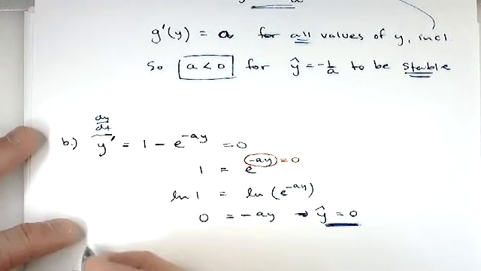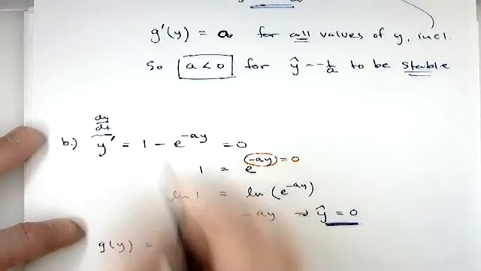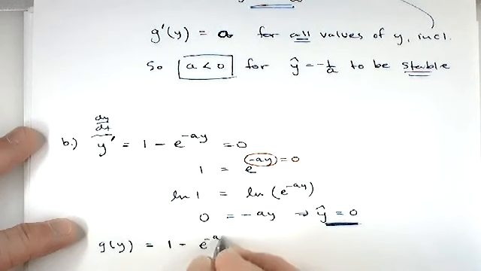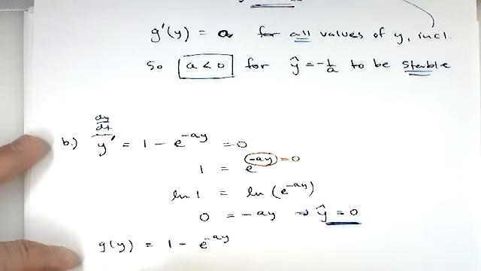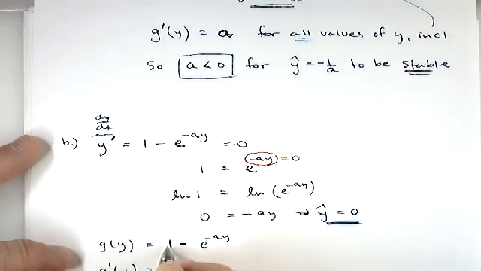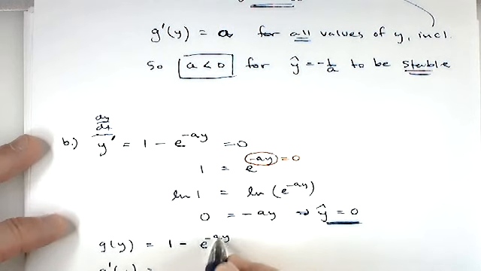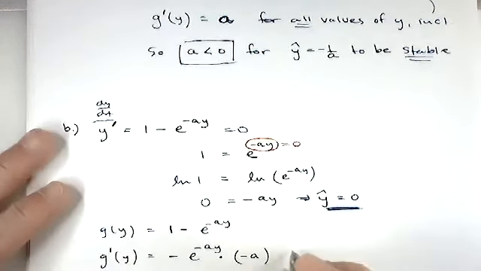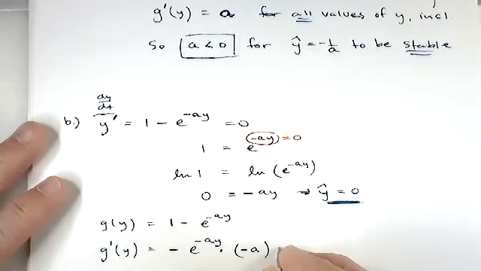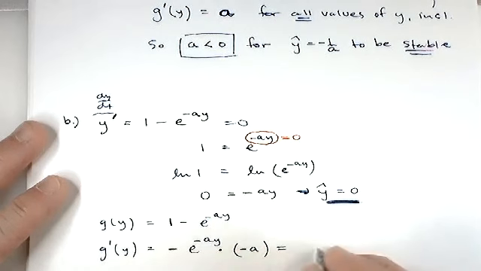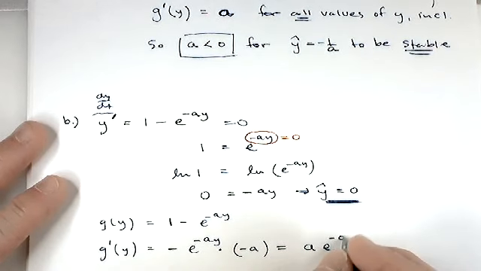Okay, so now we're going to let g of y be 1 minus e to the negative ay, and we need to see what value of a makes this stable. So the derivative of 1 will be 0. The derivative of negative e to the negative ay is negative e to the negative ay times, remember, a is a constant. So it's like if you had negative 2y, it would be multiplied by negative 2. So it's just negative a. And if I put the negatives together, it's a e to the negative ay.